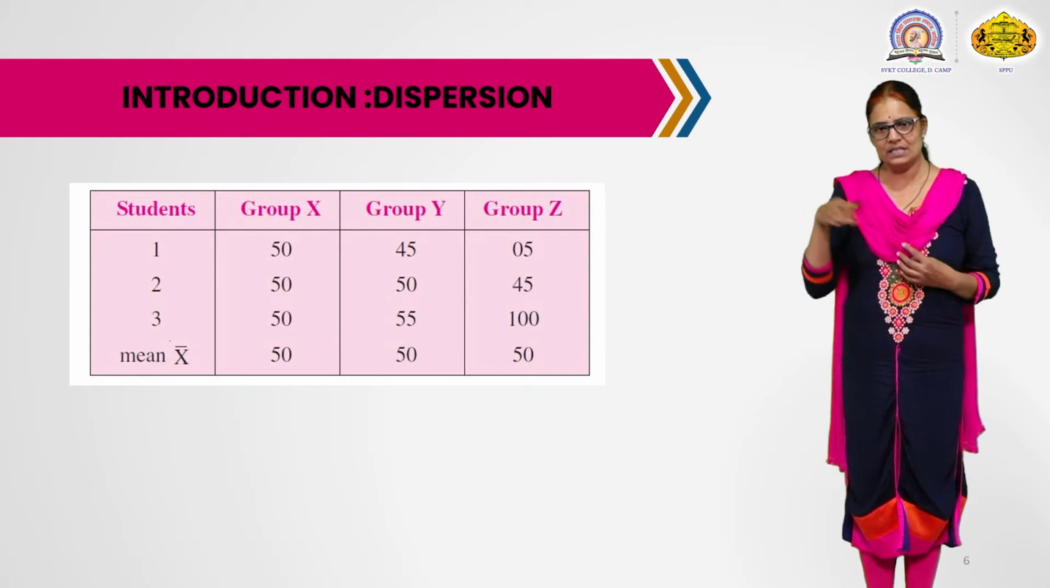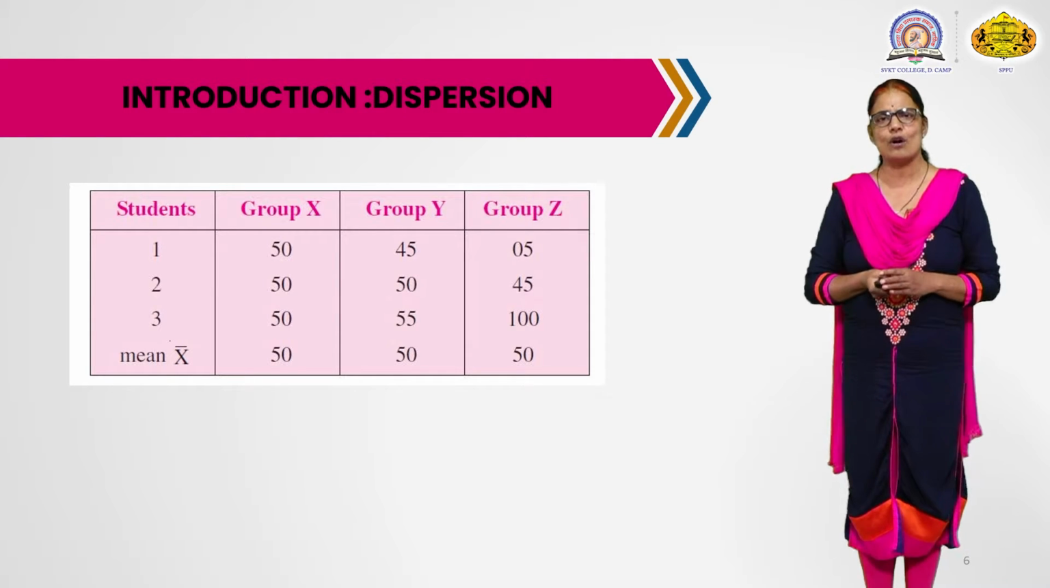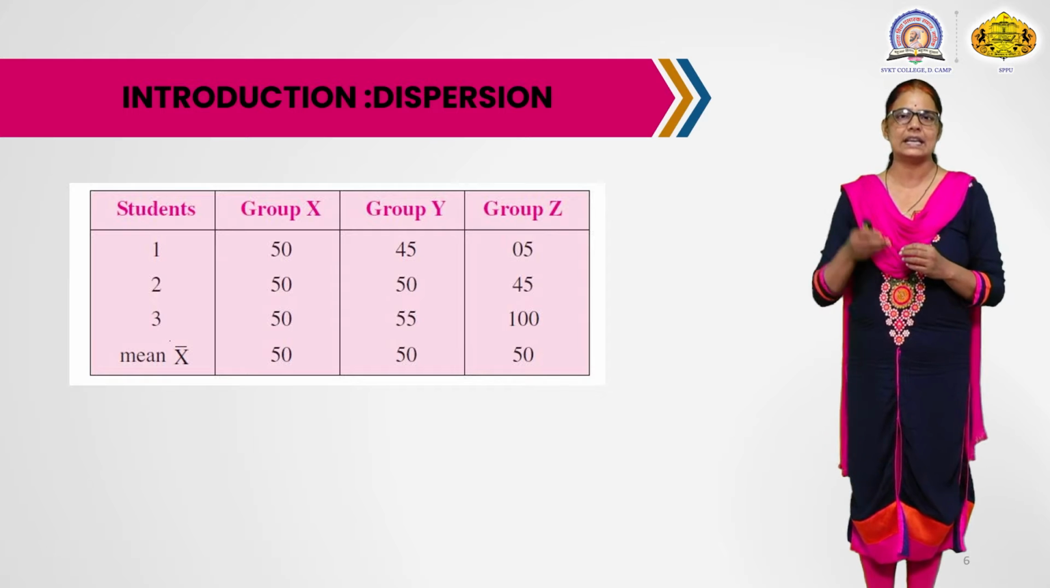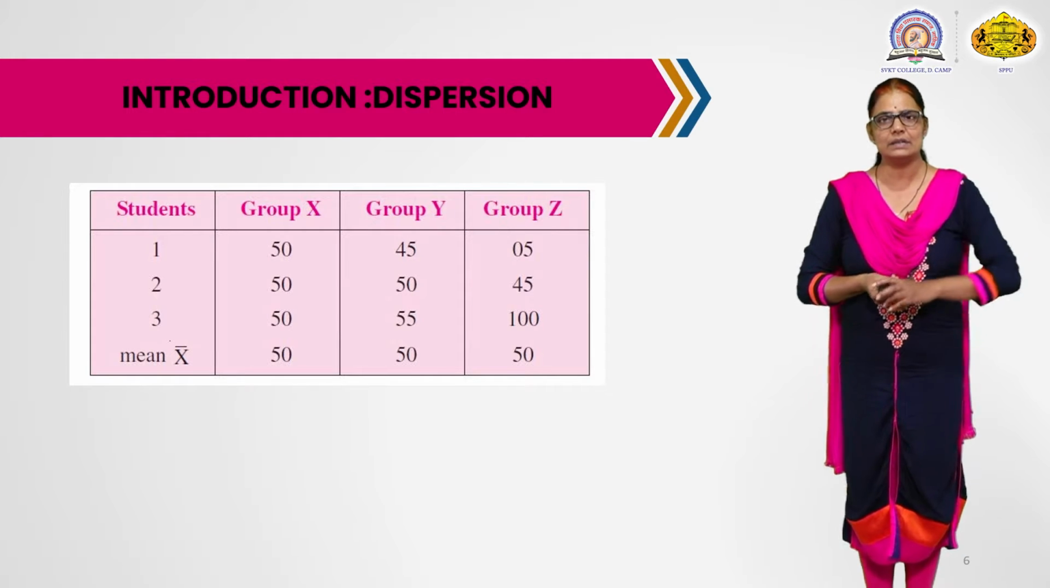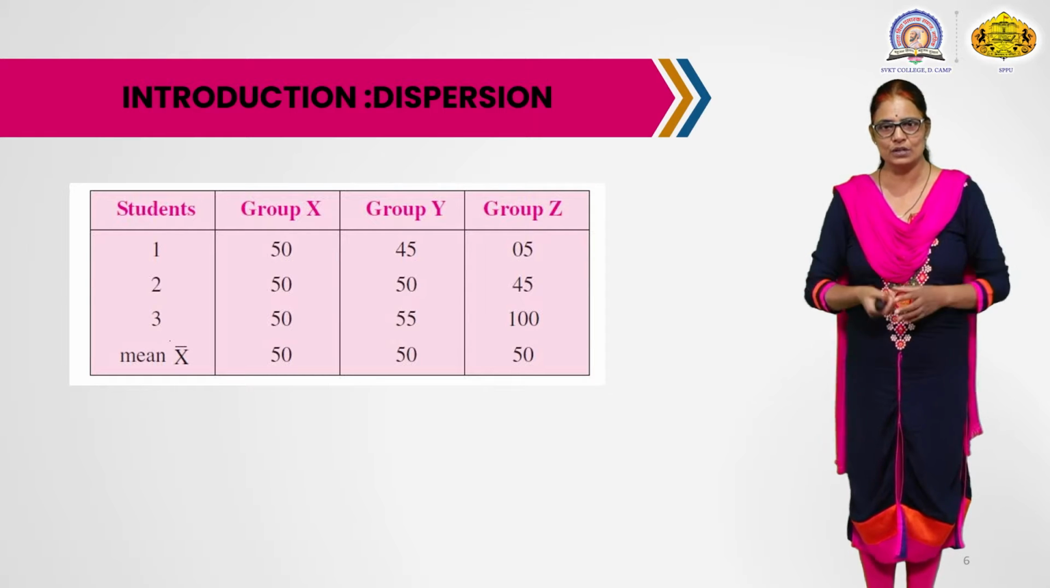So, we can observe this mean. So, one can say that if the means are same, all these students are equally capable. But this conclusion is strongly wrong. Why is it strongly wrong?